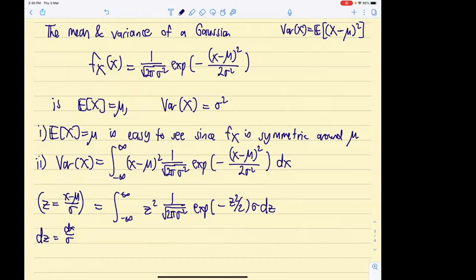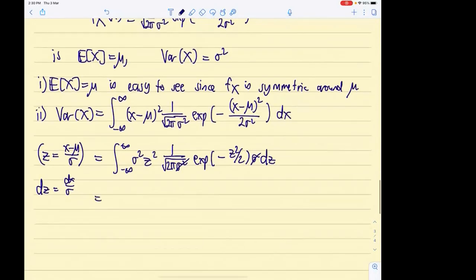Let's see. I did this a little bit wrongly: (x minus mu) squared is sigma squared z squared here. Too careless, right? So this cancels with this. So now what we have is sigma squared on the outside, and we have the integral from minus infinity to infinity of z squared, 1 over square root 2 pi, e to the minus z squared over 2 dz.